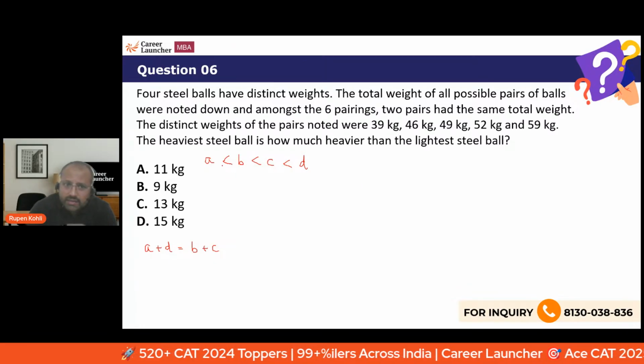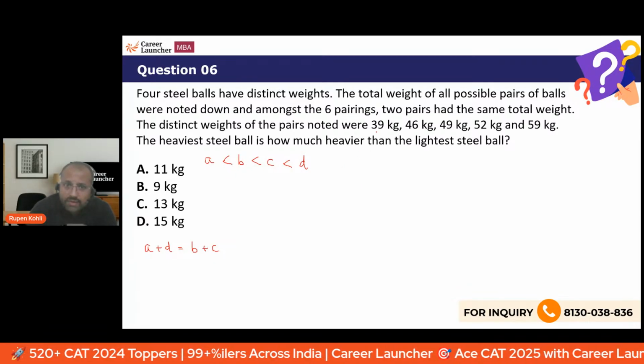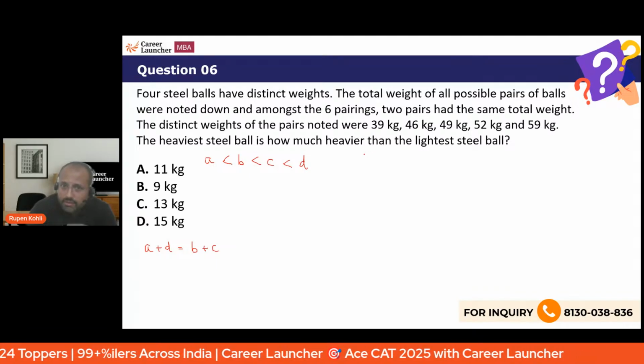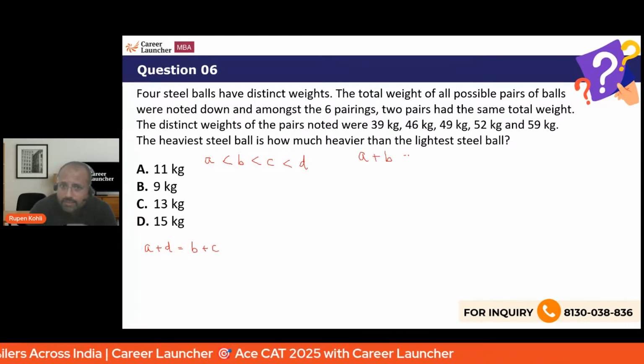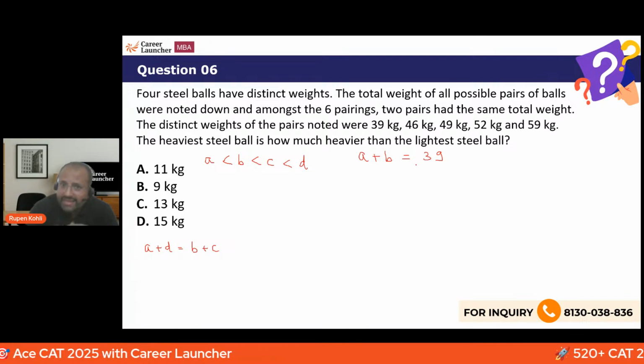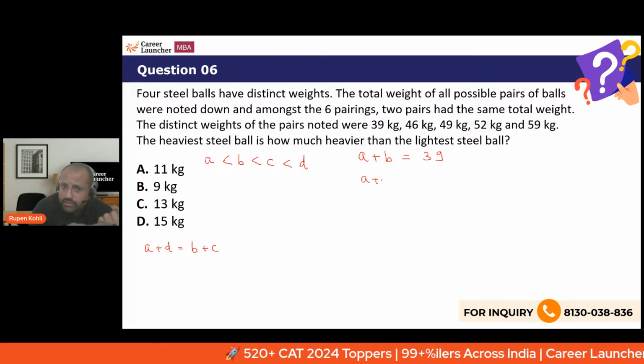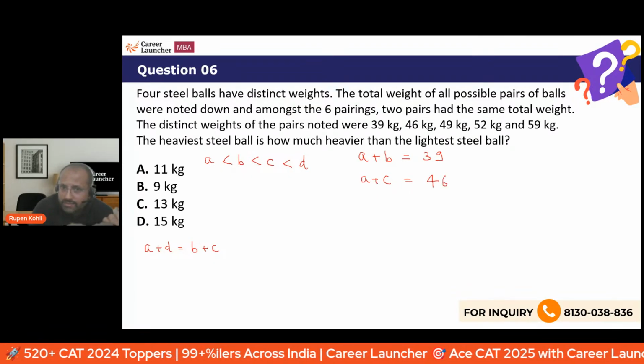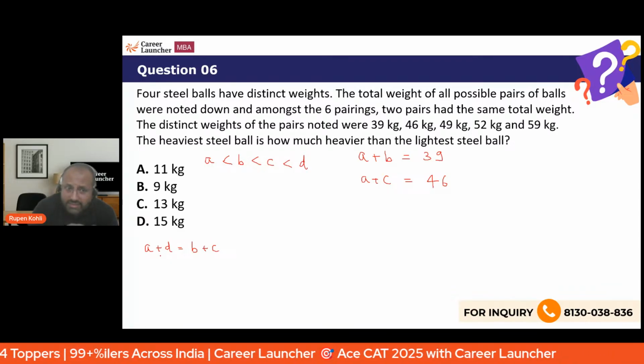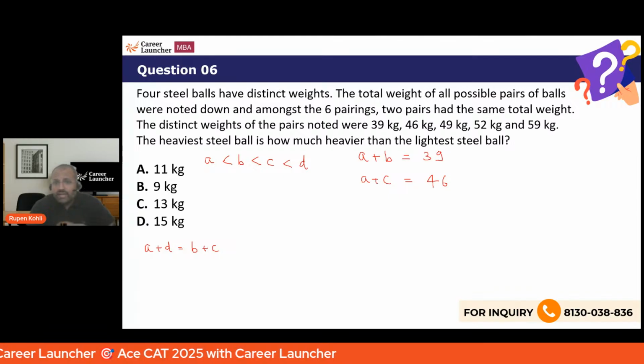Obviously, A and B are the two lightest balls. Their sum of weight should match up with the lightest number, so we can write the equation that A plus B must equal 39. Then A plus C should be the second lightest combination of pairs of balls. So therefore, A plus C must equal the 46 given to us. Next, as we have already discussed, A plus D and B plus C. Now, which value should they take?